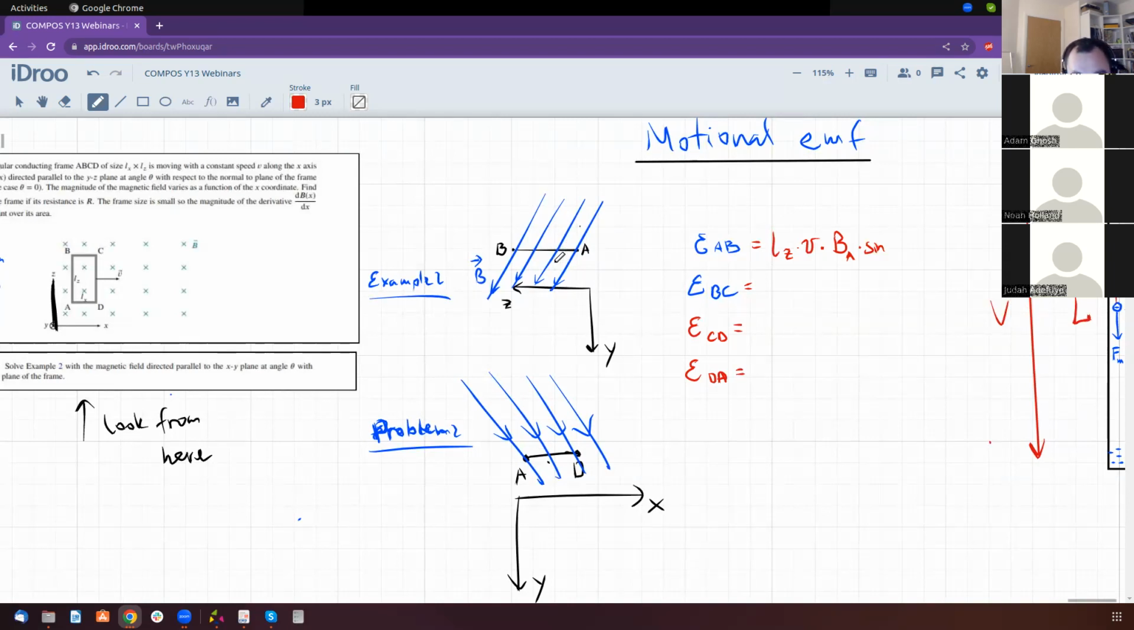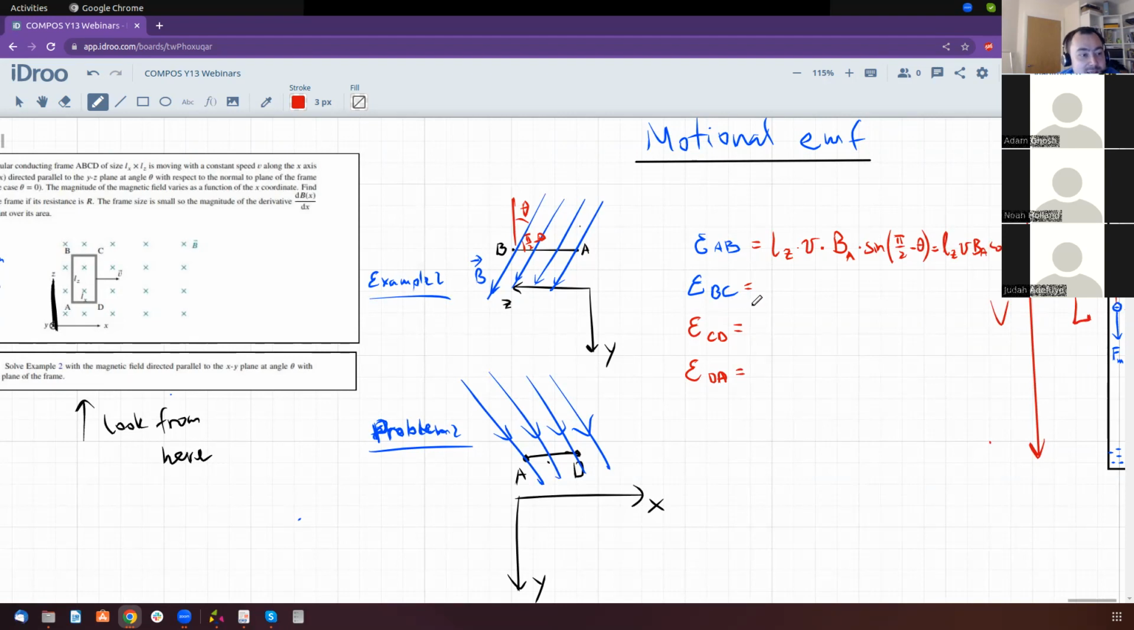But now we have theta. Theta is this angle, and we need the angle between the wire and the magnetic field. So we need this angle, and this is pi over 2 minus theta. But sine of pi over 2 minus theta is, somebody help me? Shout out or... Cos theta. Yes, it's cos theta, and V B A cos theta.